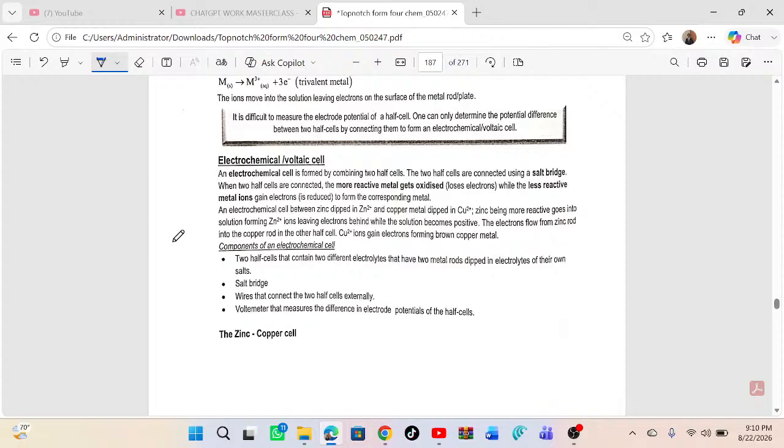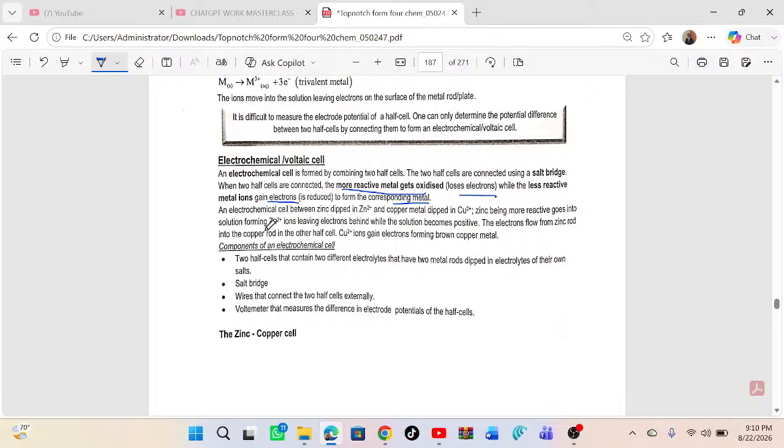The 2 half cells are connected using something known as a salt bridge. When 2 half cells are connected, the more reactive metal gets oxidized. Please note this: the more reactive metal gets oxidized, meaning that it loses electrons, and the less reactive metal ion gains electrons. It gains electrons to form a corresponding metal.